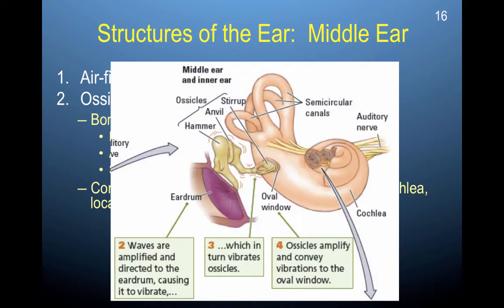So here are the ossicles. And again, this sort of looks like a hammer, an anvil, and here, this clearly looks like a little stirrup. So again, the waves are amplified and directed to the eardrum, causing it to vibrate, which in turn vibrates the ossicles, and the ossicles amplify and convey vibrations to this oval window.